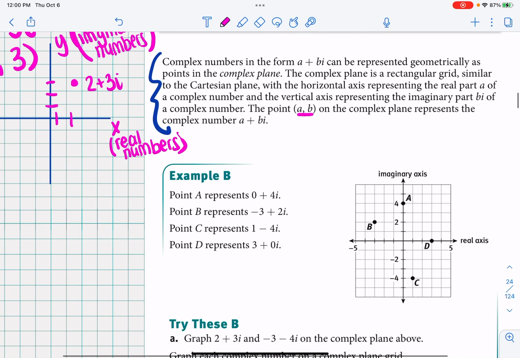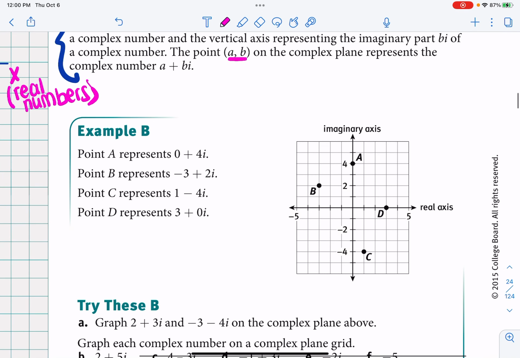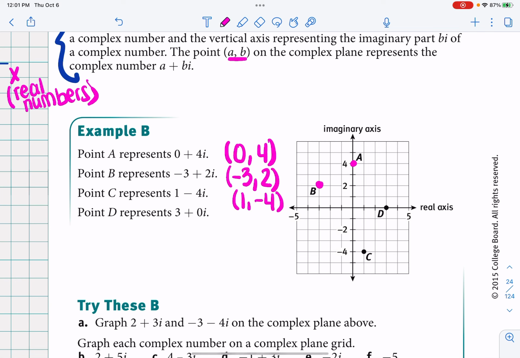Okay, so let's look at example B. It says point A represents 0 plus 4i. That means that a is what's adding, so it's going to be 0, 4. So that's how they plot that point, okay? B, that would be negative 3, 2. So you go left 3 and up 2. That would be B, okay? C would be 1, negative 4. So 1 and then down 4. That would be C. And then D would represent 3, 0.